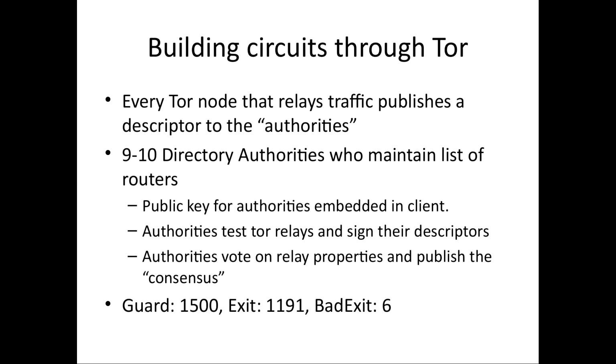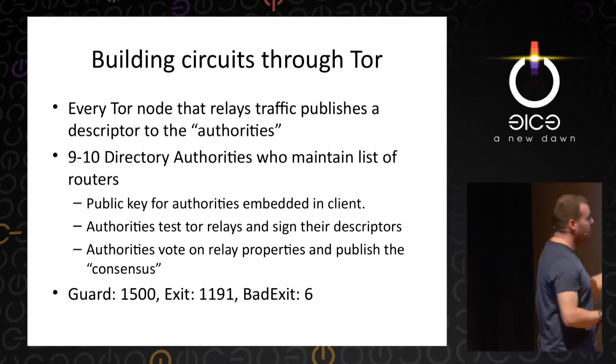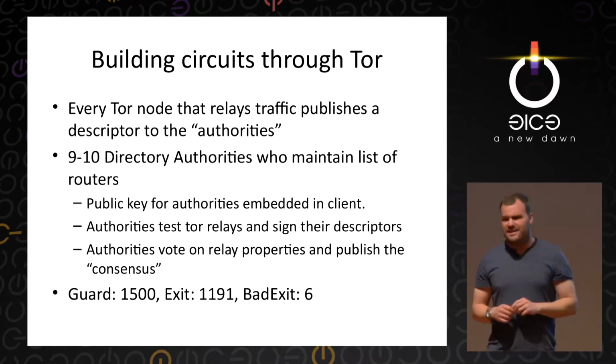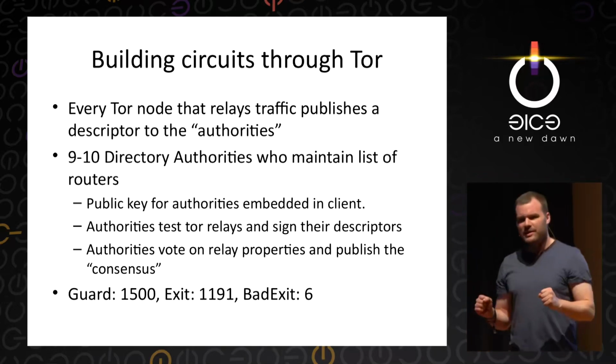So when you build your circuit, you download a list of these descriptors from one of the directory authorities. You look at the flags which have been assigned to each of the relays, and then you pick your route based on that. You'll pick the guard node from the set of relays which have the guard flag, your exits from the set of relays which have the exit flag, and so on and so forth. Now, as of a quick count this morning, there are about 1,500 guard relays, around 1,000 exit relays, and 6 relays flagged as bad exits. What does a bad exit mean?